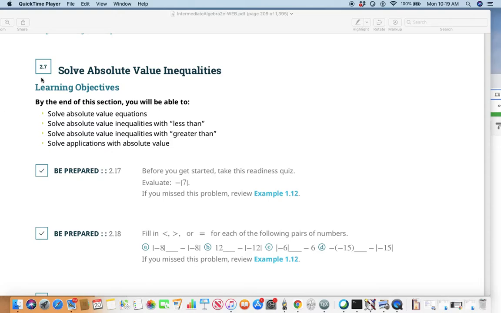Welcome back. Section 2.7, Solve absolute value inequalities. By the end of this section, you'll be able to solve absolute value equations, solve absolute value inequalities with less than, solve absolute value inequalities with greater than, and solve applications.